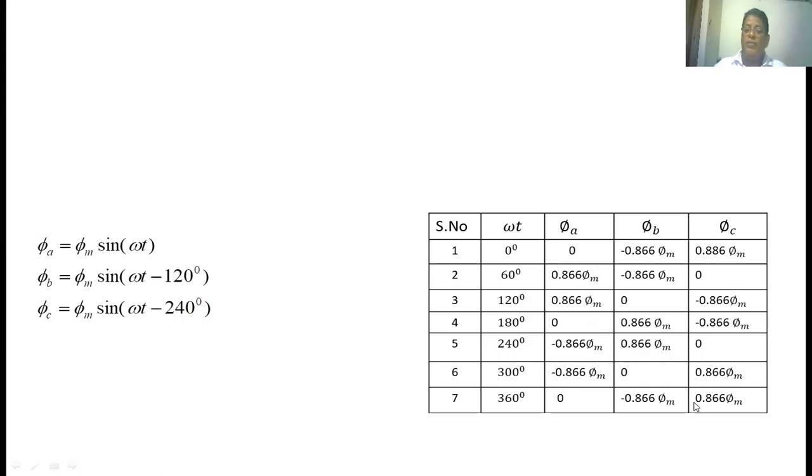Now we are going to find out the resultant flux in space. So here, if you observe this value, one phase is giving a positive flux, another phase is giving a negative flux. So here we have taken the reference flux. Already we have taken theta. This is the reference direction for phi A. This is the reference direction for phi B. This is the reference direction for the phi C flux.